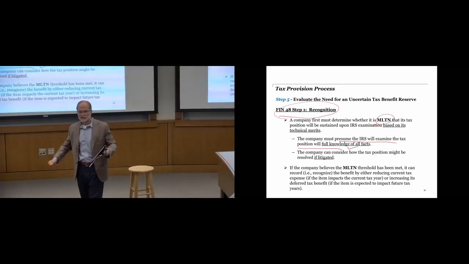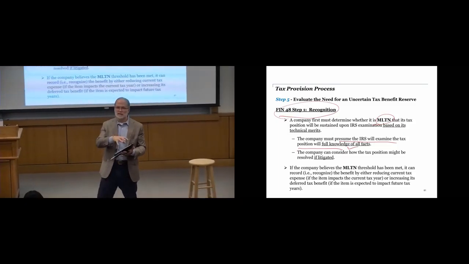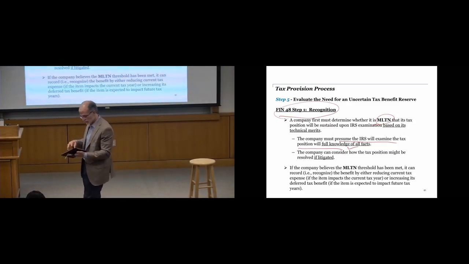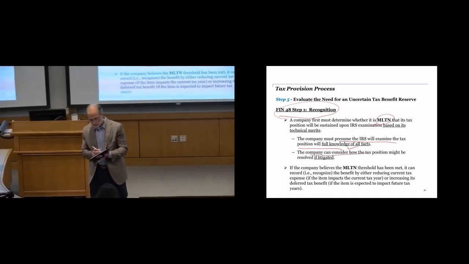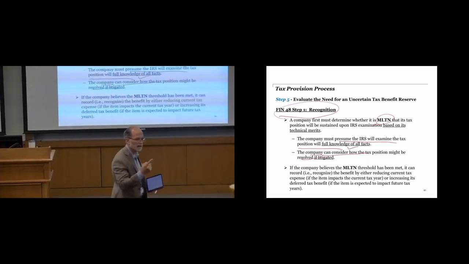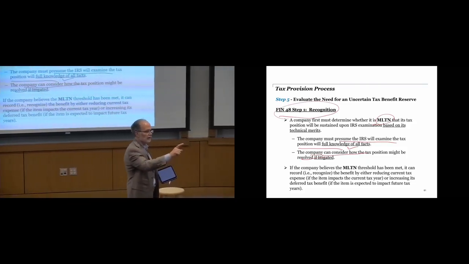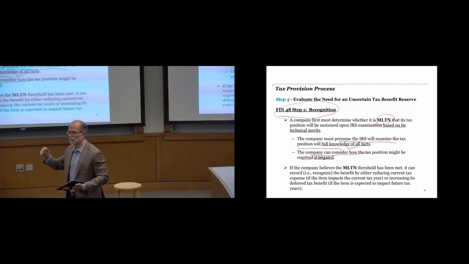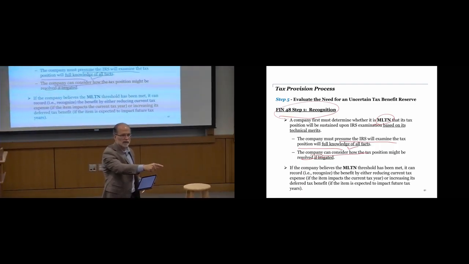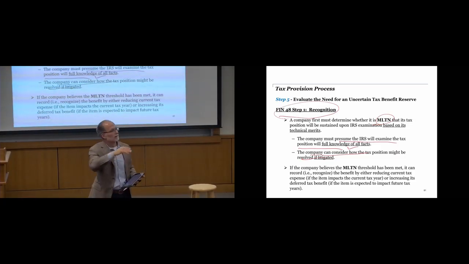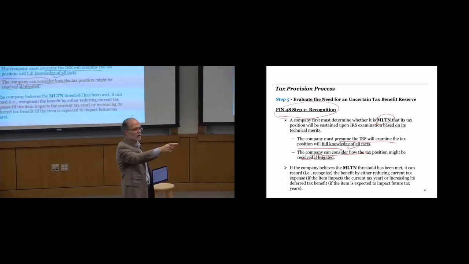You have to have that discussion. But in this fictional world, you have to assume they have visibility and will ask the question. And the company can consider how the tax position might be resolved if litigated. So you don't have to have the IRS agree with your position, but you have to be able to say, then, if they don't agree, and I go through all the various levels of appeal within that administration, and you still don't agree, I will go to court.